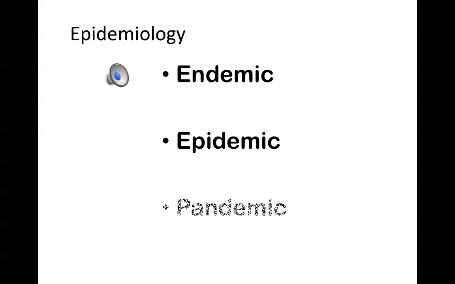Endemic, epidemic, pandemic. An endemic disease is one that's found continually in one particular geographic location, such as the distribution of histoplasmosis along the Mississippi River Valley.